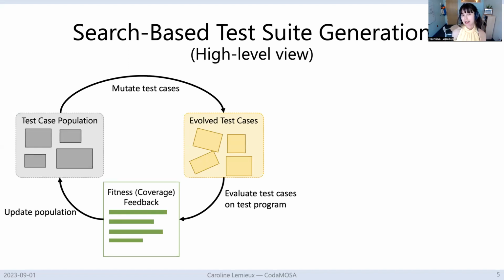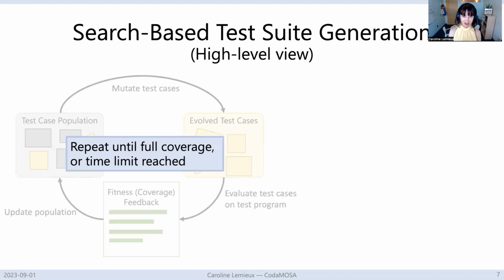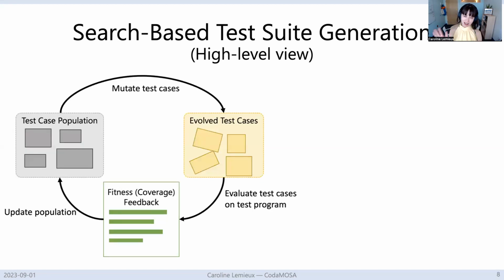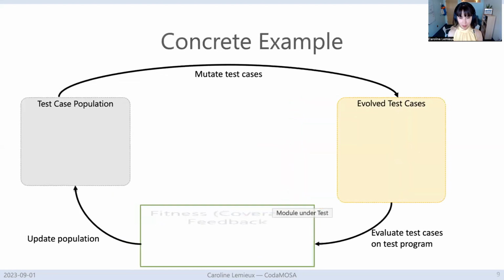And if we find that, say, some test cases actually increase the coverage of the program overall, we will save them to that test case population. And we continue this loop, evolving the test cases, mutating them, saving the better test cases that increase coverage, either until we reach full coverage of the program under test, or we reach a certain time limit or other stopping criteria. So that's the high-level view. Let me show you how this works on a concrete example.